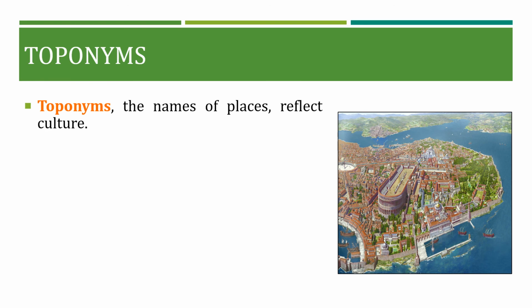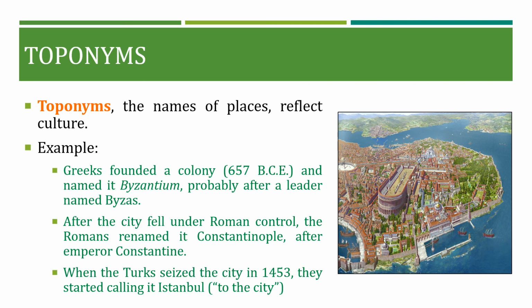Toponyms, which we learned in Unit 1, is the names of places, have a lot to do with culture. For example, the Greeks founded a colony and named it Byzantium, probably after a leader named Basis. After the city fell under Roman control, the Romans renamed it Constantinople after the Roman Emperor Constantine. When the Turks seized the city in 1453, they renamed it Istanbul. So we see these names change depending on which culture is dominant over the various places.